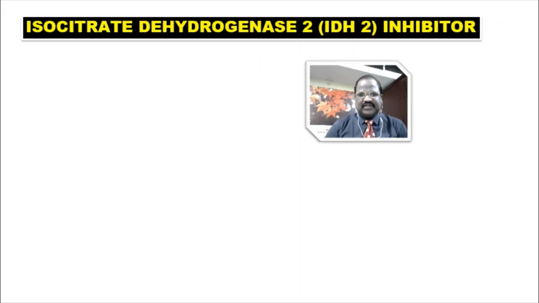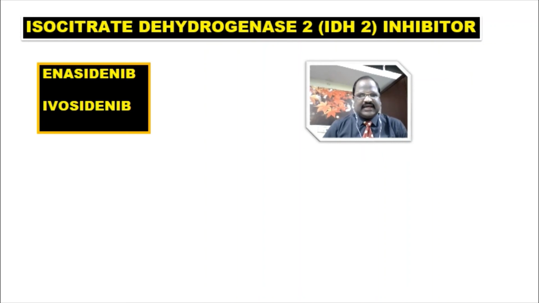Another important small molecule inhibitor is the isocitrate dehydrogenase 2 inhibitor, simply called IDH2 inhibitor. Examples for this group of drugs are enasidenib, and one more drug, IVO, ivosidenib. These two drugs are IDH2 inhibitors useful for AML. So what we've done so far is we discussed so many important small molecule inhibitors. Very important topic. Read well. Thank you.